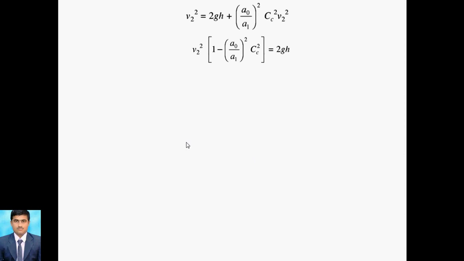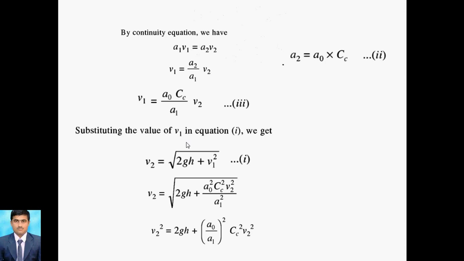Taking the square root, we can get these values. After that we can transpose this term with V2 square to that side and take V2 square common. So we get the value of 1 minus (A naught upon A1) square Cc square, all multiplied by V2 square, is equal to 2gh.